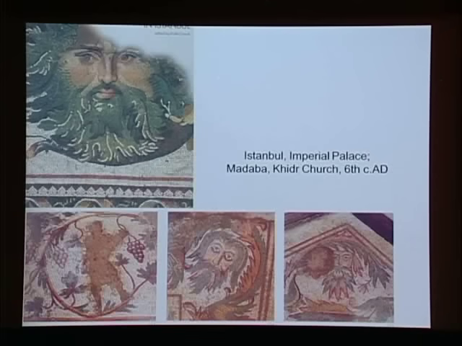Then the heads represented in various marginal or frame border representations, usually interpreted in the Christian context as depicting the four seasons of the year, spring, summer, harvest, winter, and also in the Madaba church of Cheder, the so-called Cheder Church, these four heads are represented in the corners.